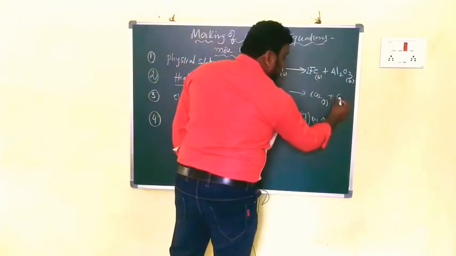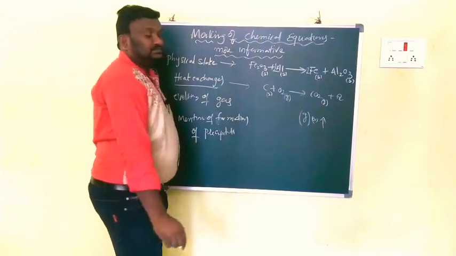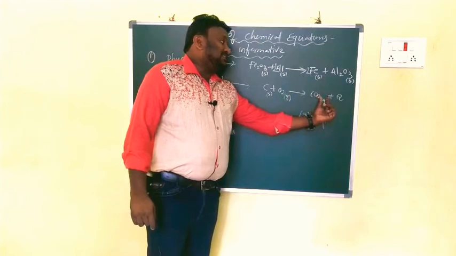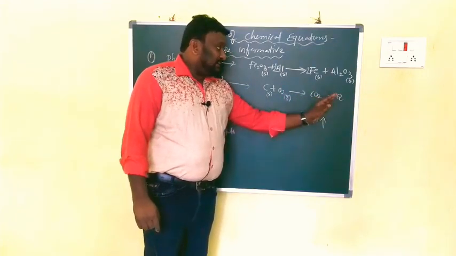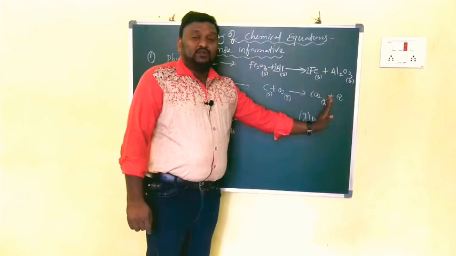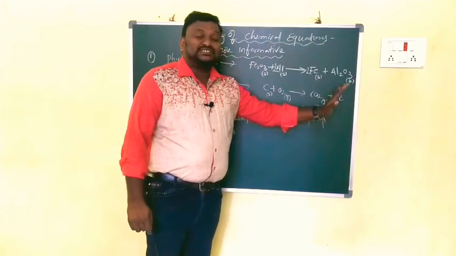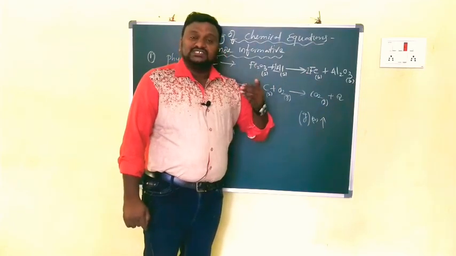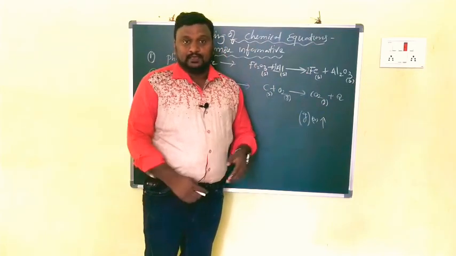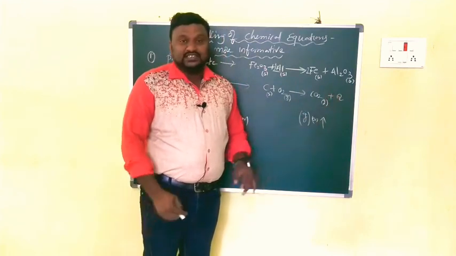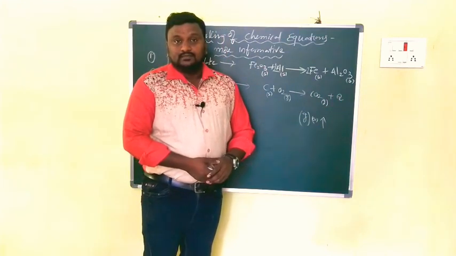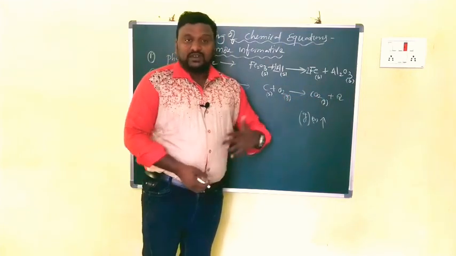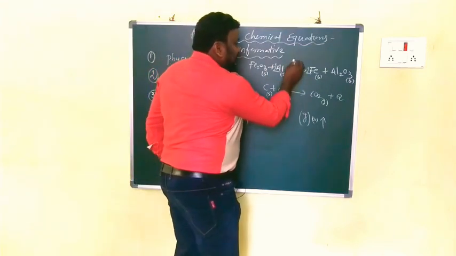In addition, we are writing plus Q. C plus O2 gives rise to CO2 plus Q. On the product side we are mentioning CO2 plus Q. Plus Q means that along with the product some more heat is liberated. Clear? We are writing plus Q. For example, in the previous equation I am writing delta.